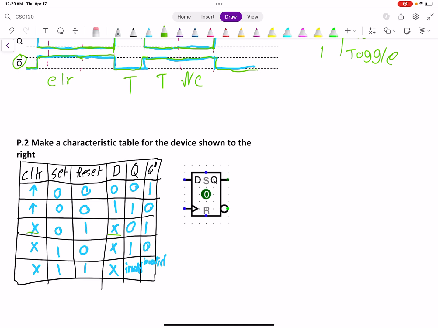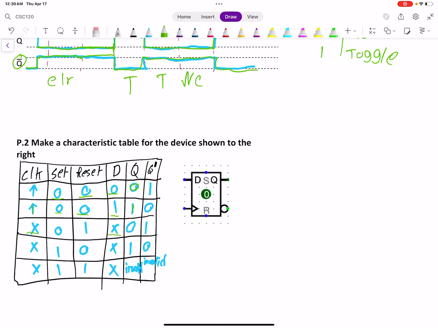For a D flip-flop, this is actually a positive edge D flip-flop, since these arrows are going up, there's no not right there. So when set is at 0 and reset is at 0 and D is at 0, our output is just going to be 0. But if set is at 0 and reset is at 0, and then our D value is at 1, then our output is actually going to go to 1.